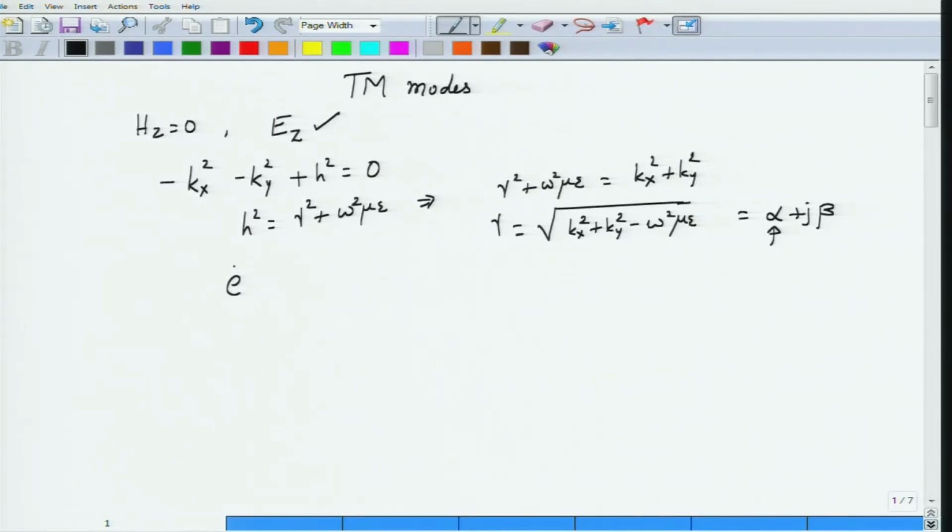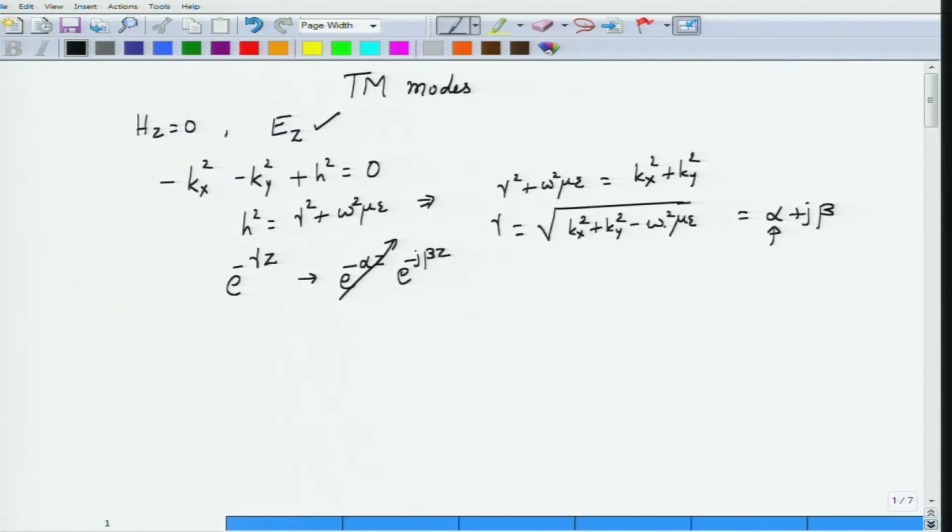Because the electric fields are all assumed to be going as e power minus gamma z, which implies that you have e power minus alpha z as the attenuation factor and e power minus j beta z as the propagation factor. Okay. So if I somehow ensure that alpha is equal to 0, then this e power minus alpha z term can be removed, and then I will have a pure propagation of the waves. Well, what condition would give me alpha equal to 0?